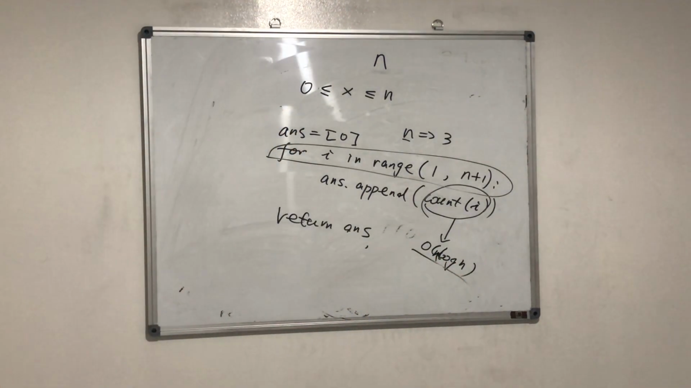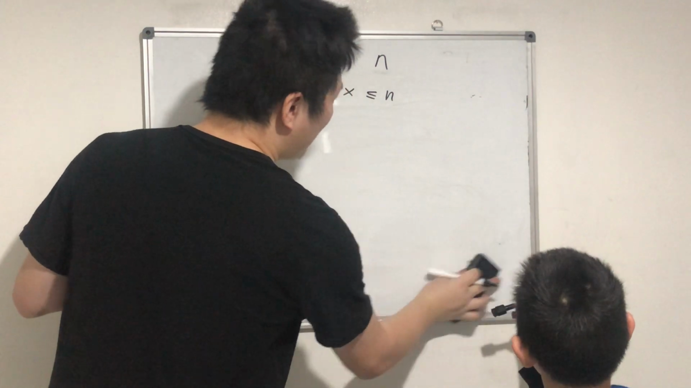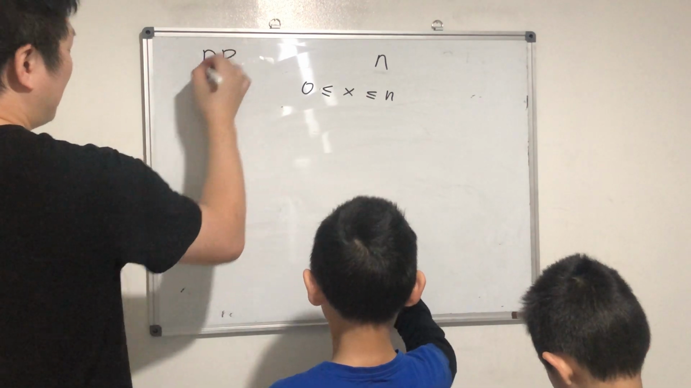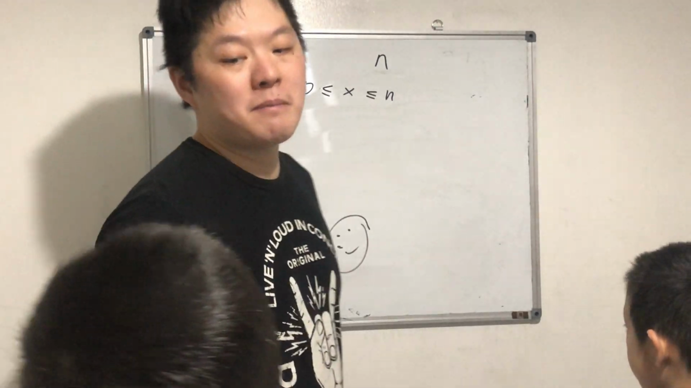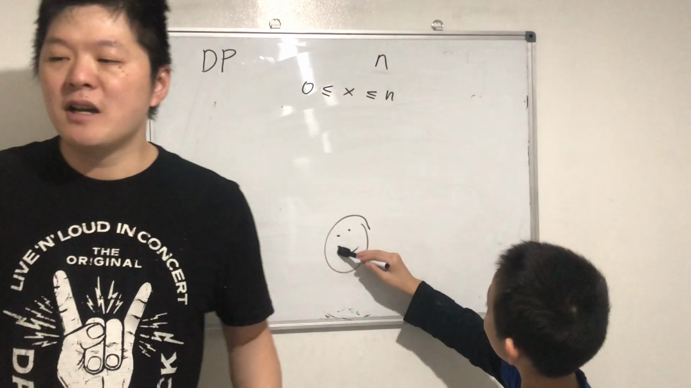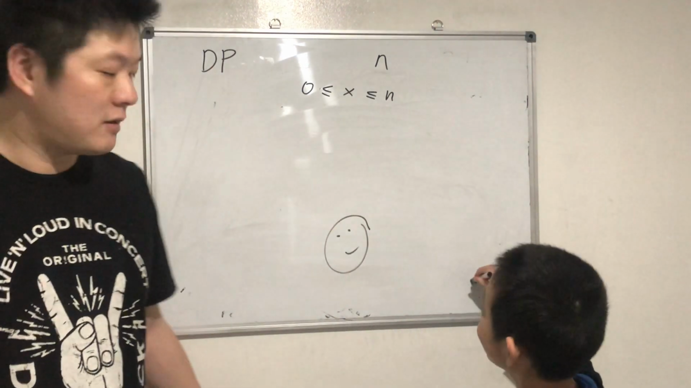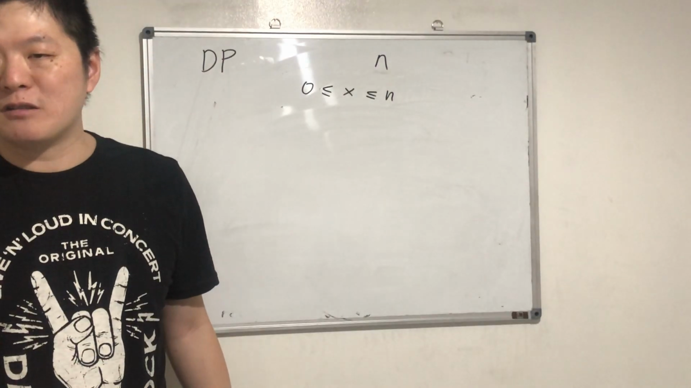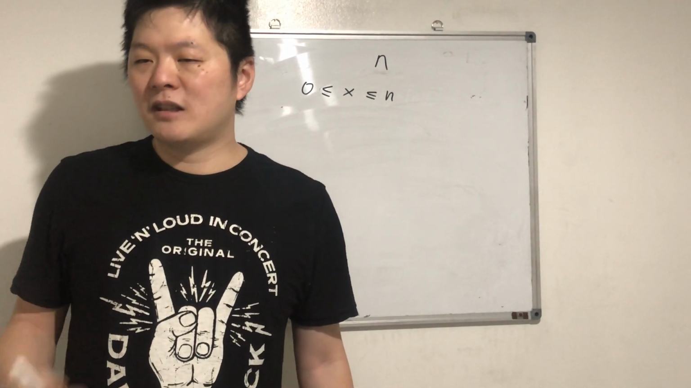How can we do better? One hint: dynamic programming. Do you know dynamic programming? What's dynamic programming? Remembering, yeah. So do we need to count? Look, we are counting the number of bits for all numbers from 0 to n. Do we need to count every number? No, we don't have to.